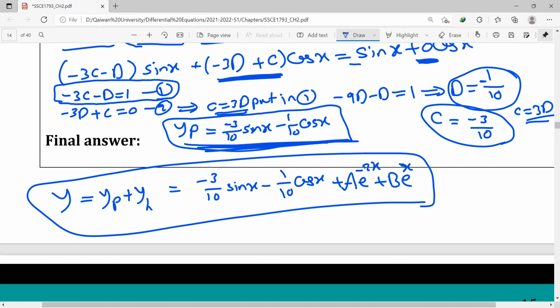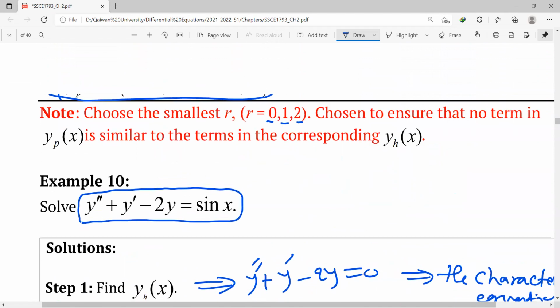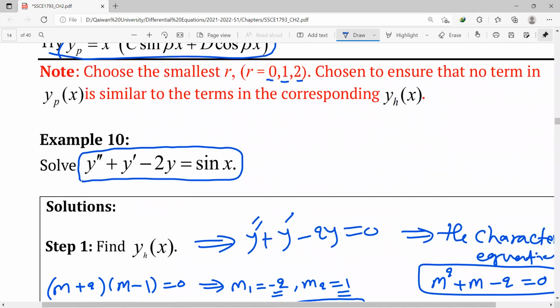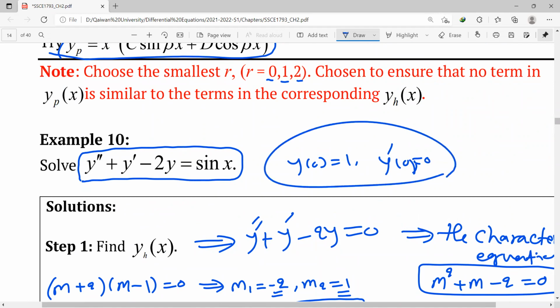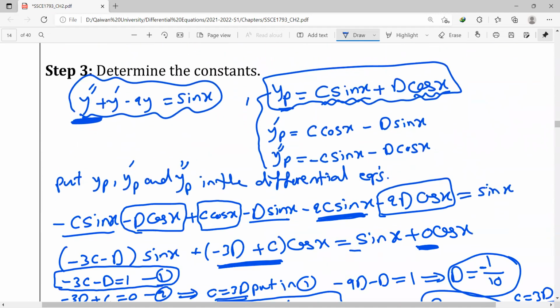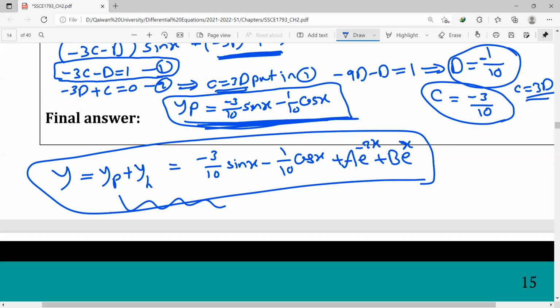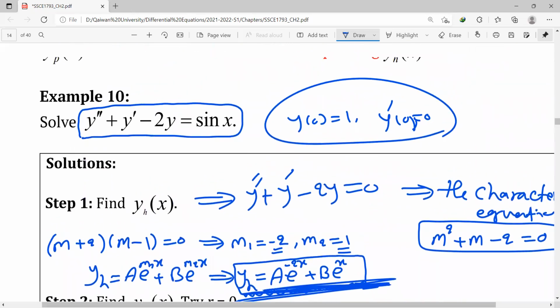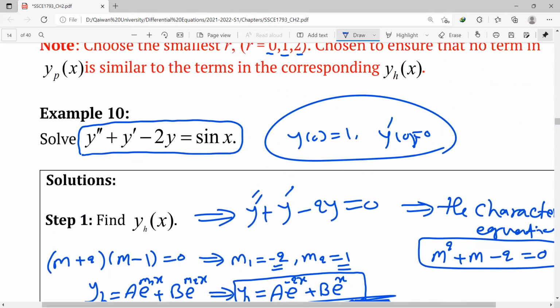We don't need to find it, but if we have given initial conditions here, for example, y of 0 equals 1 and y prime of 0 equals 0, in this case, we are going to find the values of A and B here. Okay? We are going to apply these two conditions here to find the values of A and B.